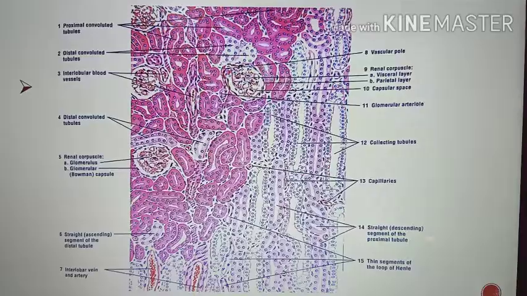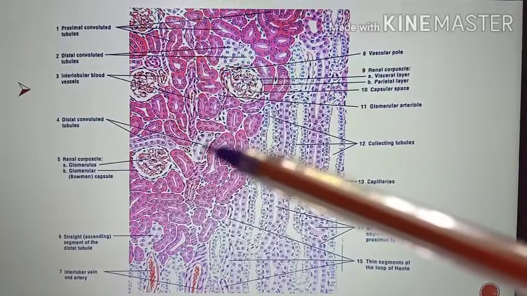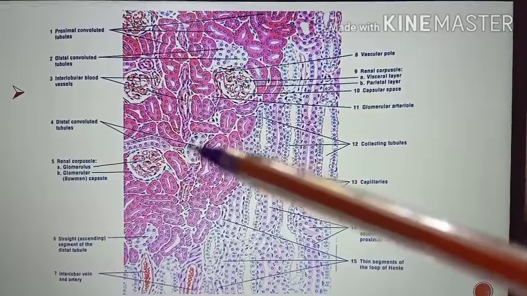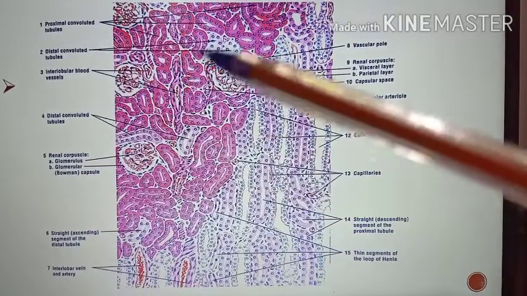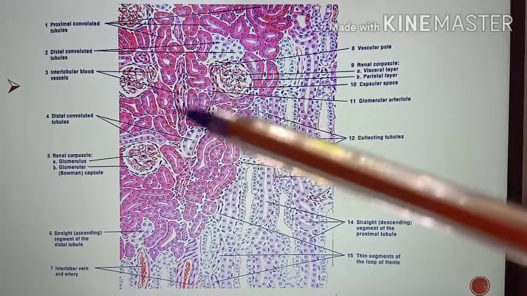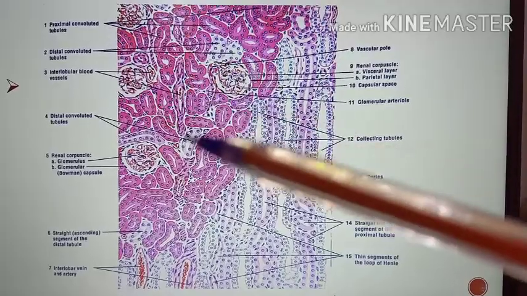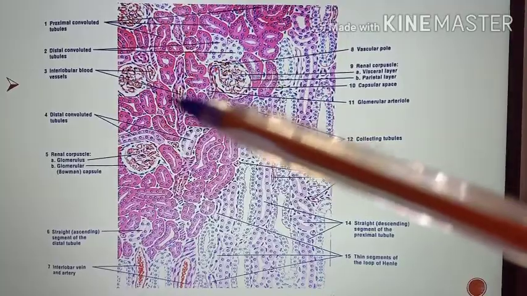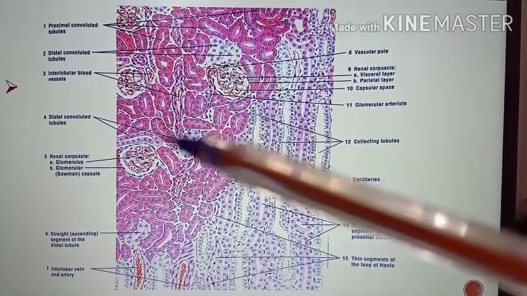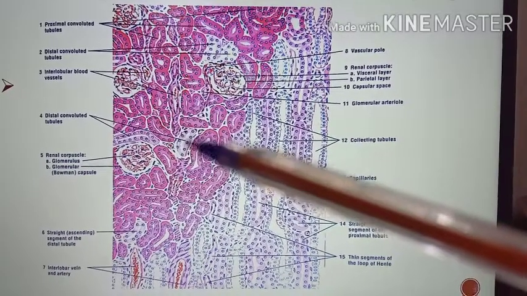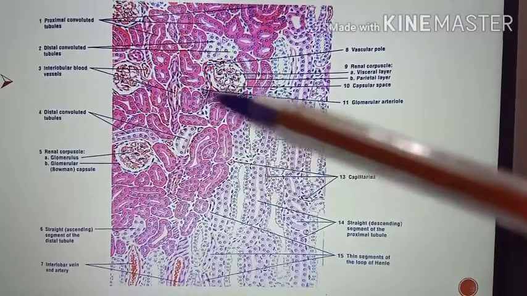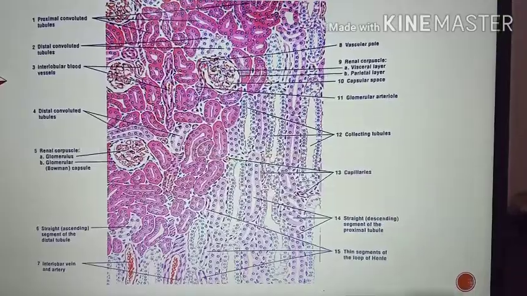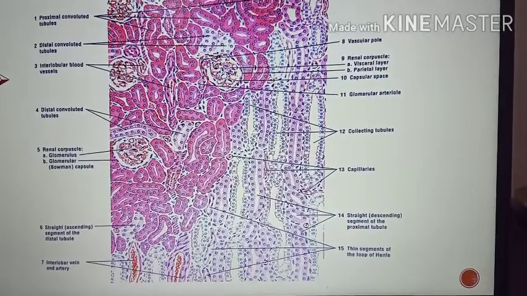In the staining, it is pale staining, light pink in color when stained with eosin. In the proximal convoluted tubule, the cells were darkly stained, whereas here it is lightly stained. The proximal convoluted tubule had a small lumen, here there is a large lumen. There the cells had a brush border, the microvilli, whereas here there is an absence of microvilli.